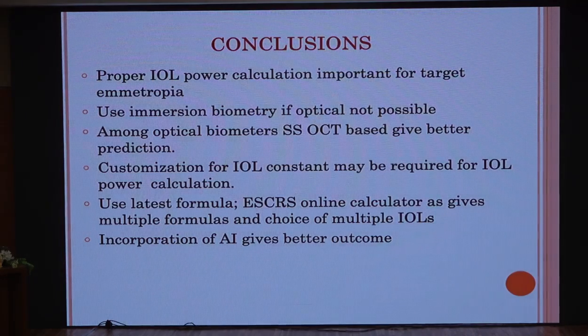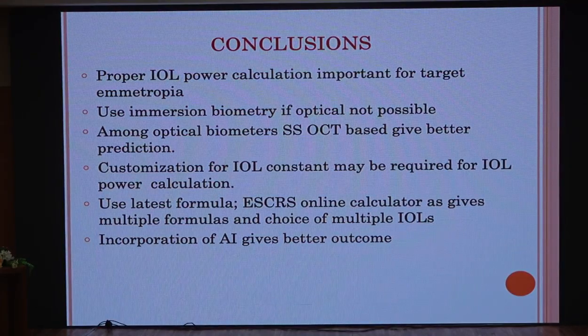So, to conclude, proper IOL power calculation has become very important to target emmetropia. These days you might have seen patients coming and saying, doctor, I can't see clearly. Even when you check their vision it is 6/9, but still they are not happy. So why are they not happy? Because they might be having some refractive error.